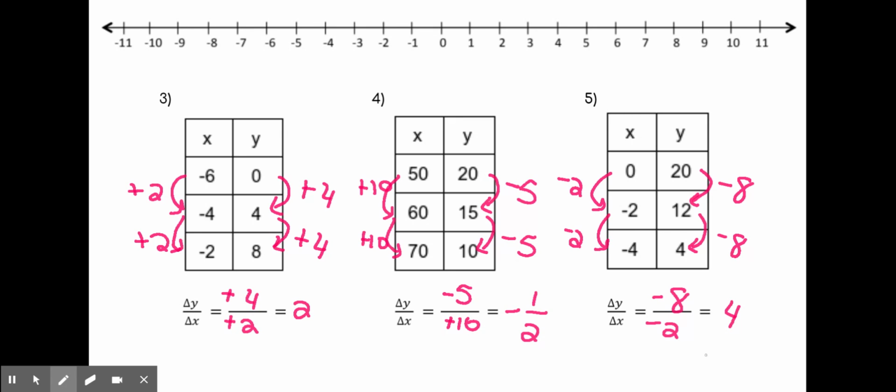Okay, so there are 3 examples of finding slope from a table. Look at the signs. Make sure you pay attention to what happens to your signs.